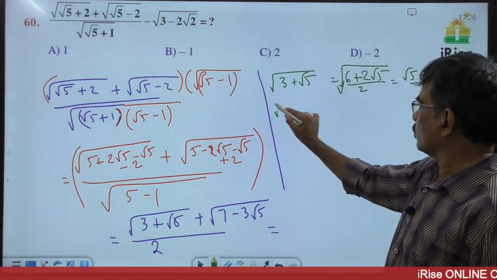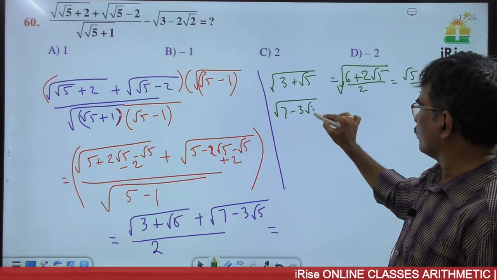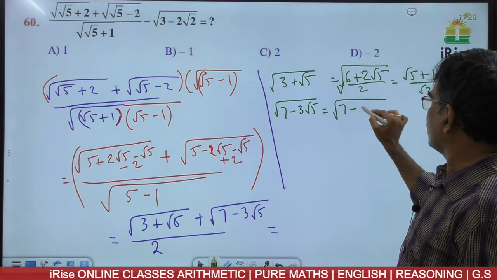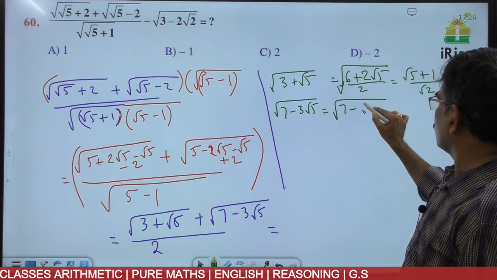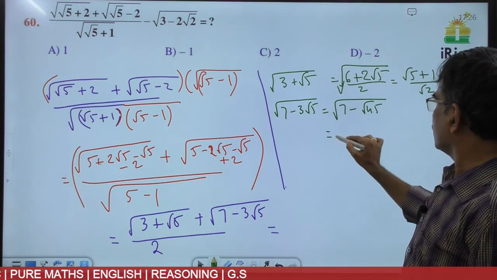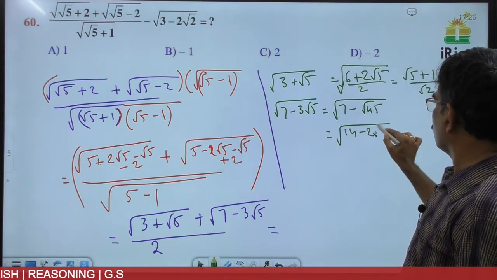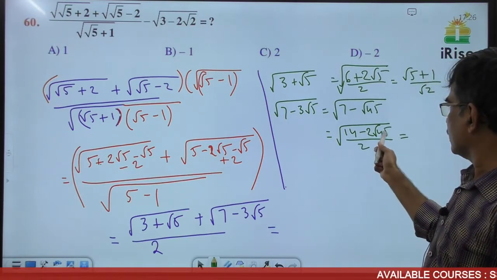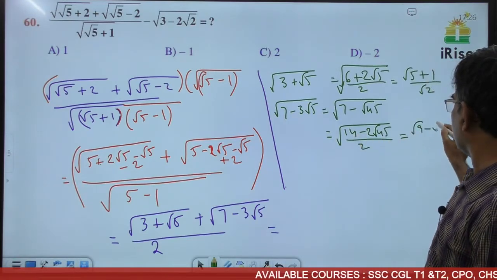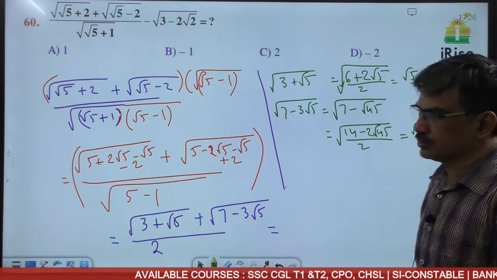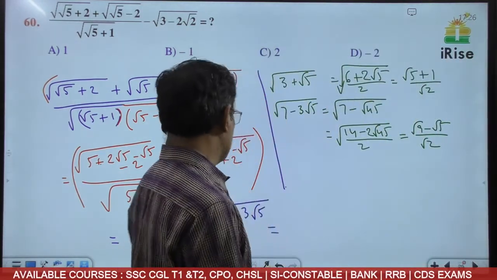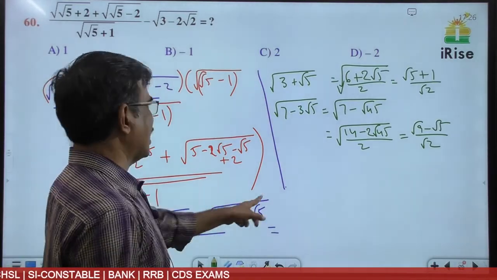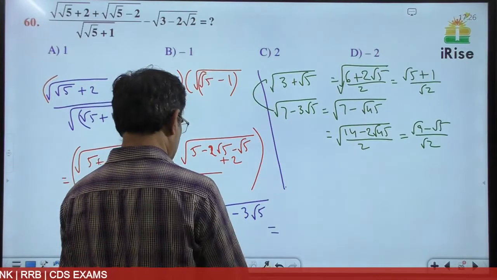The second part is this one. Root of (7 minus 3 root 5) can be written as root of (14 minus 2 root 45) by 2, which is equal to 9 and 5, 9 plus 5. So this is (root 9 minus root 5) by root 2. It's a big question. You have to find the square root of this one and also of this one, then add these two.